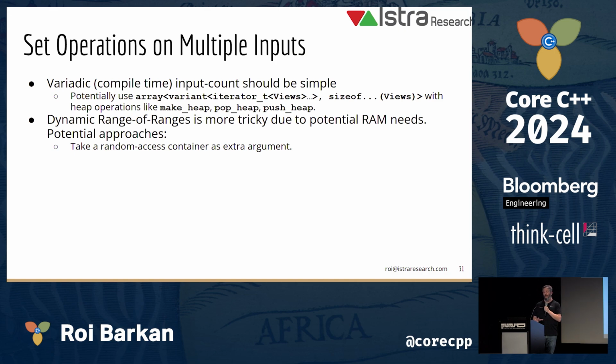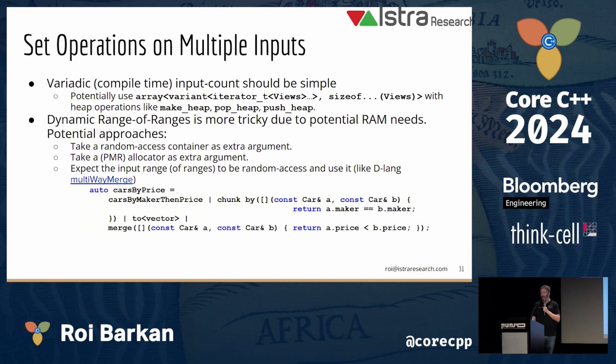I might need to ask whoever calls me to give me some random access container as an extra argument that I can use to hold the heap, or I need to take some PMR allocator. The D language has a neat mechanism where it can actually make use of the storage that's inside the owning view. So if I know that there's some owning view, sort of like a temporary range that was created, and instead of being destroyed, it got copied into this entire flow diagram, then in the D language, the merge operation can basically take that owning view and use that as extra memory for the heap.